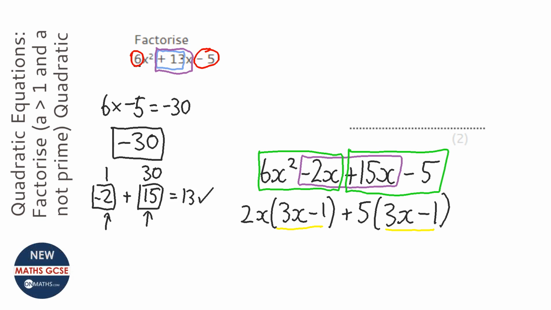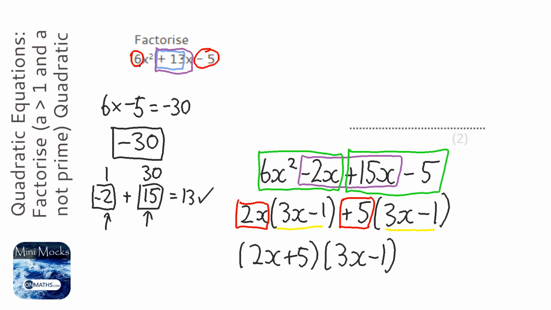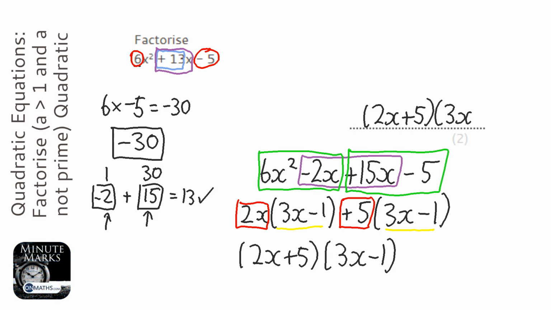So what you need to do now is just grab the 2x and grab the plus 5, or whatever it says there, and form a bracket with that. 2x plus 5. And then just copy down the repeating bracket. And that is fully factorised. So if I write that in, that is our answer. Now you can check this. If you've got time, you can expand this to check it's right. And when you expand it, you'll find out that it makes 6x squared plus 13x minus 5.